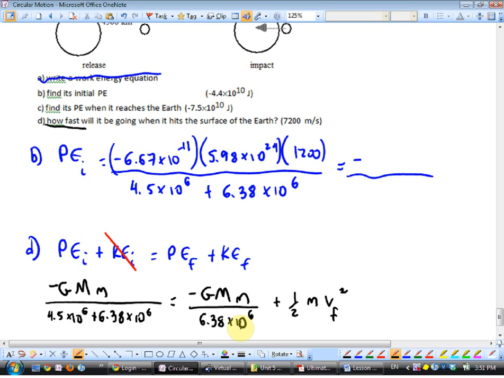No, because the force is changing. Gravity is changing. You can't use mgh because we're going cosmic here. By the way, if you used mgh, you'd get a zero here, which would totally skew the question.